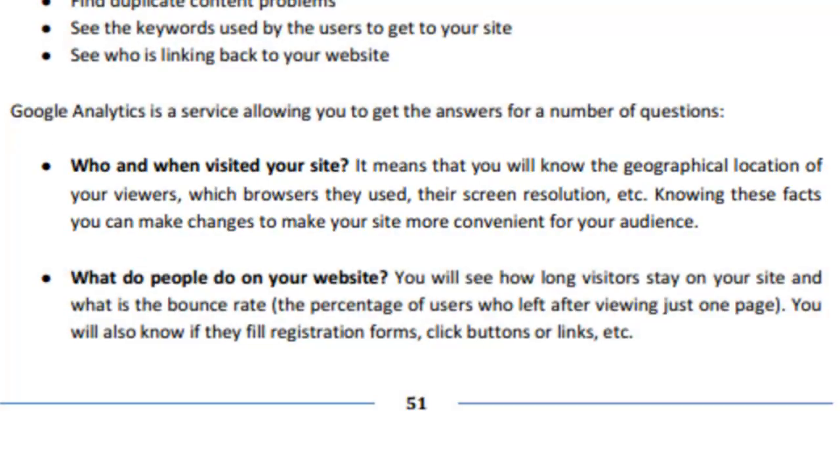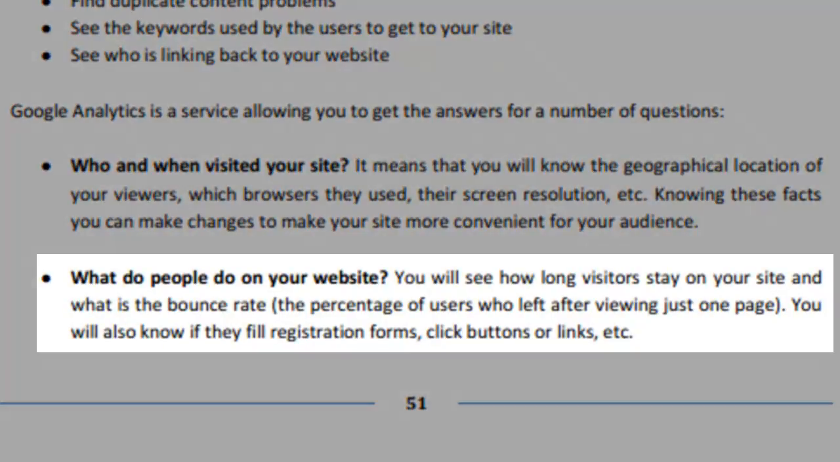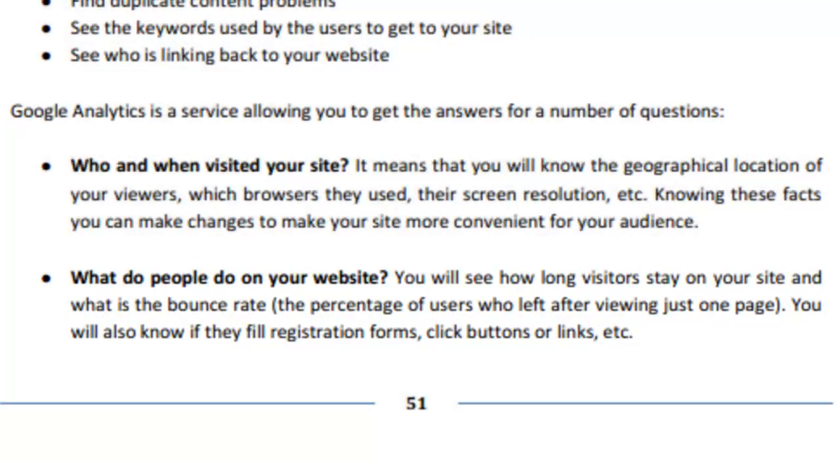This means you know their location, browser types, and other information, which can help make the site more convenient. What do people do on your site? Answers such as how long people stay on the site and the bounce rate, or the percentage that left after one page. It also shows if they filled out registration forms or clicked certain buttons or links.